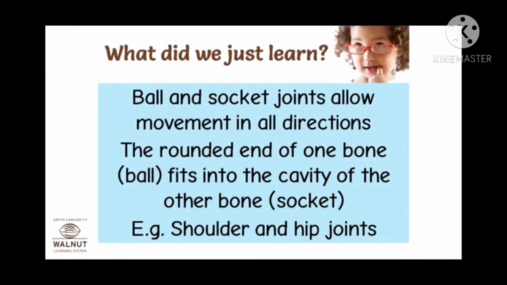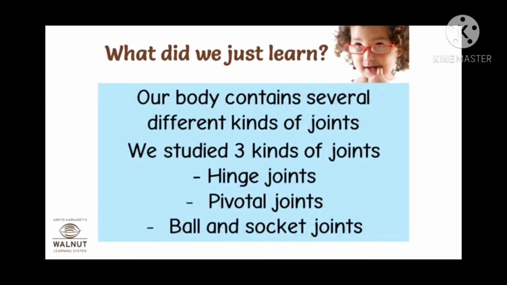What did we just learn? Ball and socket joints allow movement in all directions. The rounded end of one bone fits into the cavity of the other bone, which is called a ball and socket joint. Example, shoulder and hip joints.